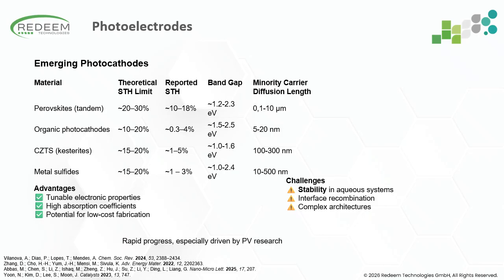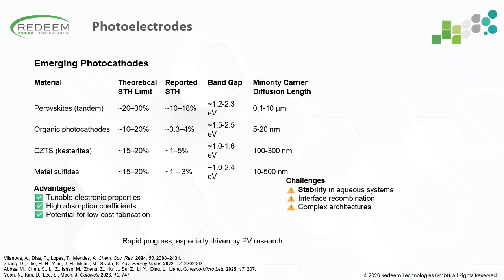And the same trend can be seen for the emerging photocathodes. Perovskites again stand out because of their optoelectronic properties and their outstanding performance in tandem devices. Other promising candidates include organic photocathodes, kesterites, and various metal sulfides, and they offer tunable band gaps and the potential for low-cost fabrication. However, despite the progress that is made here, the challenge remains the same.